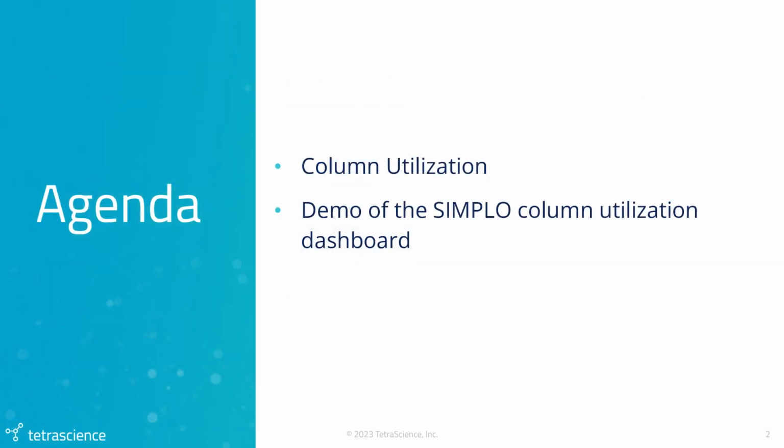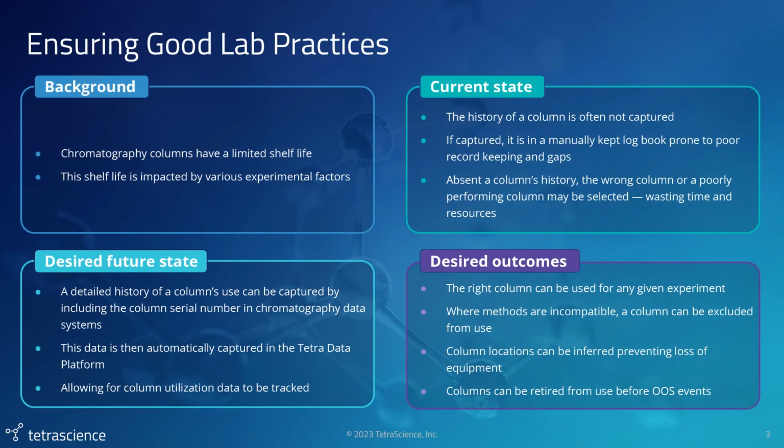The dashboard I'm about to show you focuses on column utilization, which will be of particular interest to chromatography scientists and lab technicians. The column is a critical consumable in our liquid chromatography workflows. Chromatography columns have a shelf life, which will be impacted by different factors. These include the instruments in which a column is used, instrument methods, users, and run times. This information is often not captured at all, and when it is captured, it will be in a physical logbook, which is often poorly kept.